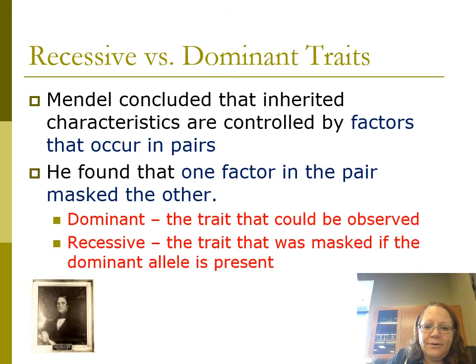The inherited characteristics are factors in pairs, like, for example, big T, little t, that's a pair of factors or alleles. And he found that one factor in the pair masked the other when it was present. So if this big T was there, it's like that little t doesn't even exist. They end up looking tall. And this only occurs in complete dominance, okay, which we'll talk about some other kinds later. So the dominant trait, if that allele is there, the trait's going to be observed.